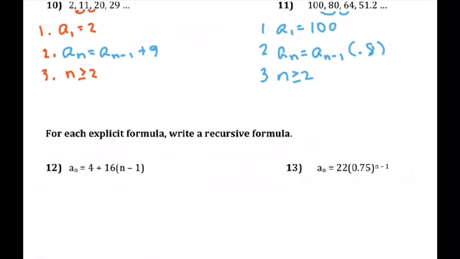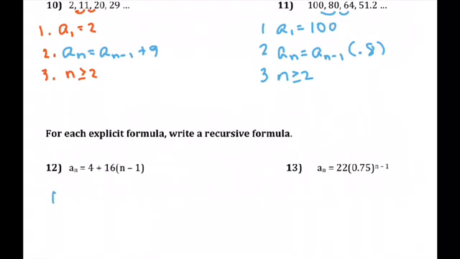All right? Okay, now we're turning it around. Now I'm going to give you an explicit formula. I want you to write a recursive formula. Question? Do you want us to write 4 and... No, you can just write n is greater than or equal to 2. Okay, so for the explicit formula, figure out what the recursive formula is.